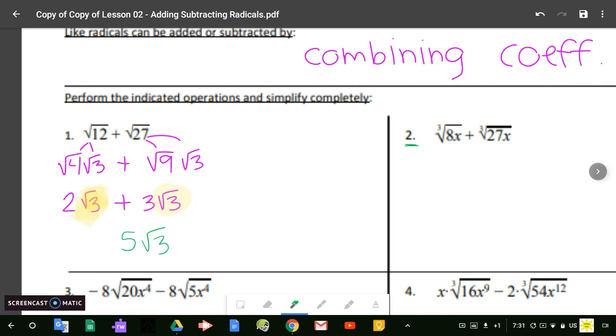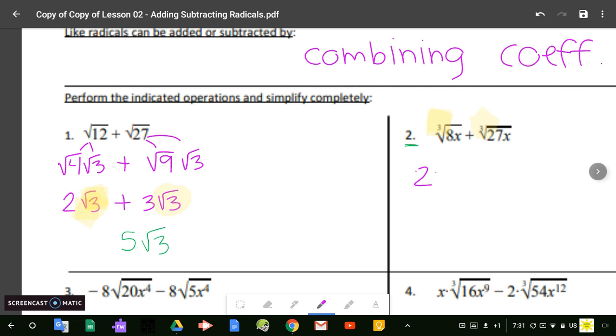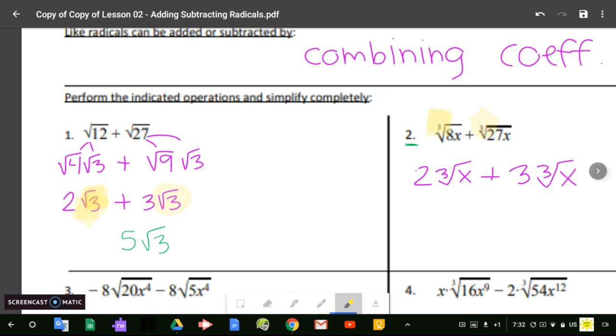Now for number 2, this is the same idea, but instead of being a square root, it's a cube root. So you just need to make sure you're taking the cube root instead. So the cube root of 8 is 2, but my x is going to stay inside because x is not a perfect cube. Remember, for a variable to be a perfect cube, its exponent needs to be divisible by 3. Again, 27 is a perfect cube, so it can come out of the radical. So now these are like radicals, so I can combine their coefficients, and I get 5 times the cube root of x.